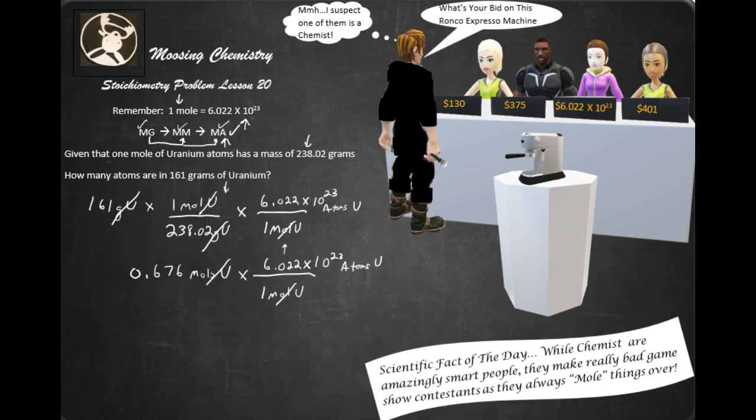And when we do that, we're going to get this to equal 4.07 times 10 to the 23rd atoms of uranium. And see, that number right here is a whole lot less than this number right there. So this answer makes sense.